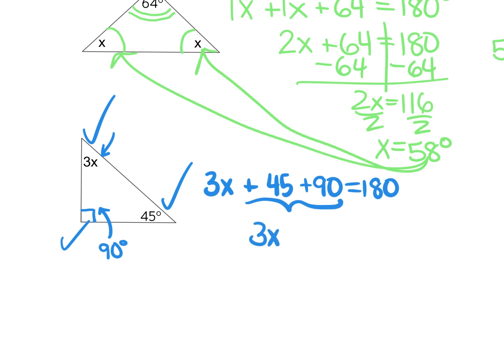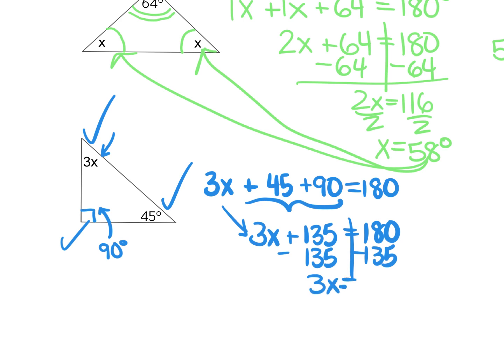This is going to be 3x. That just comes down here. 45 plus 90 is 135, and that's going to equal 180. So then we can solve our equation by subtracting 135 on both sides. It's going to give me 45. So then I'm going to divide by 3, and I get x is equal to 15.